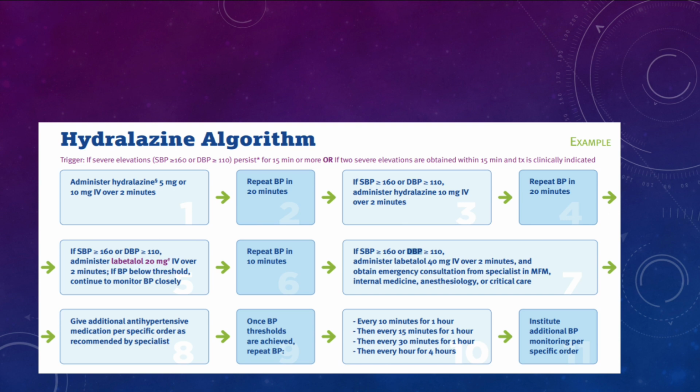Give additional antihypertensive medication for specific orders as per them. Once the BP threshold is achieved, monitor every 10 minutes for 1 hour, every 15 minutes for 1 hour, every 30 minutes for 1 hour, then hourly for 4 hours.